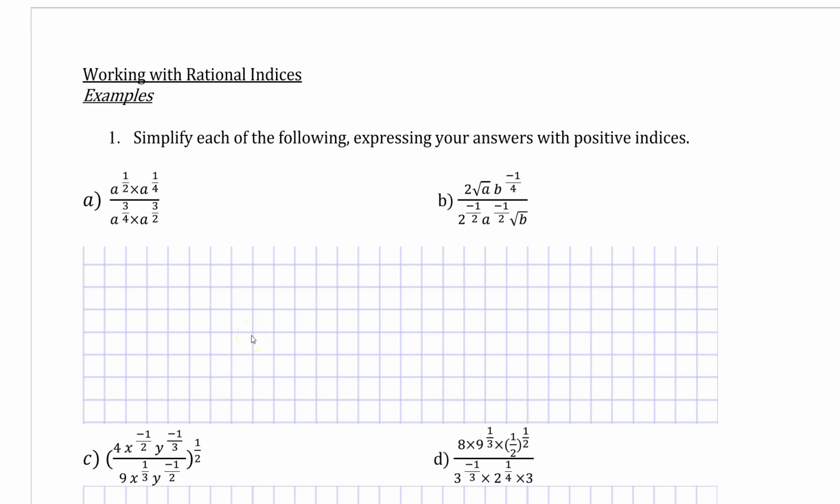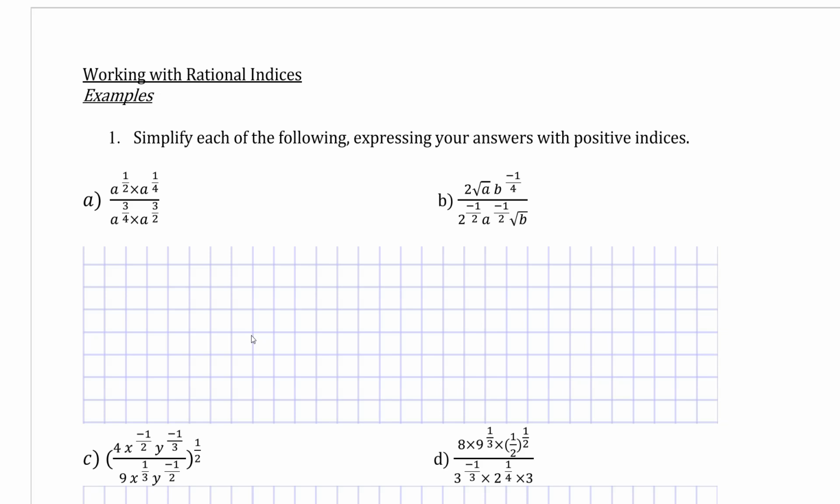Welcome back to section 3, Rational Indices. In this video, we're going to have a look at a few examples of how we can simplify some rational indices. So, example 1, simplify each of the following, expressing your answers with positive indices. Part A. So have a look at this question here.